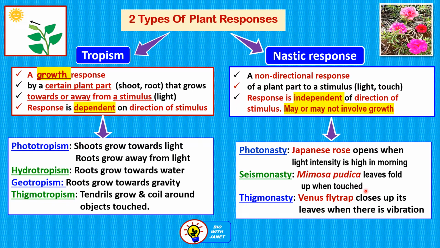In seismonasty, Mimosa pudica leaves will fold up when they are touched. And in thigmonasty, the Venus flytrap closes its leaves or its trap when there is vibration. We'll find out more of how these responses occur in a short while.